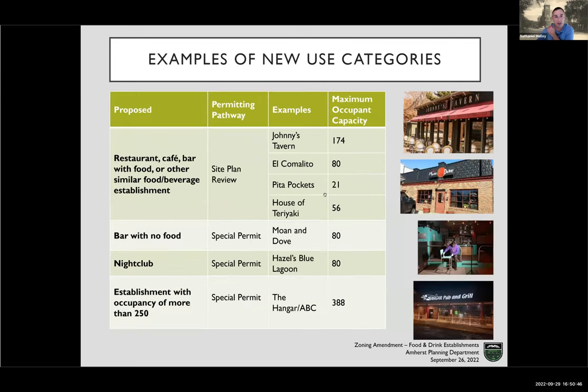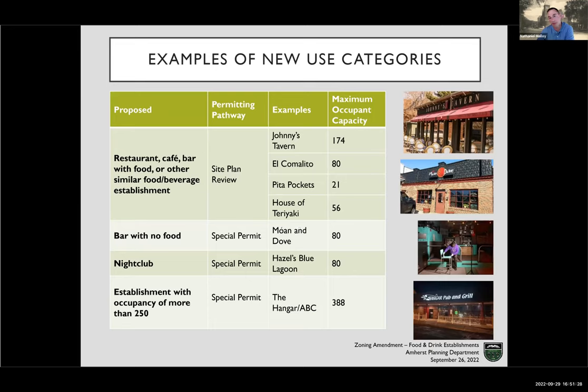So here are some examples of what would fit into these new categories. Johnny's Tavern, El Comalito, Pita Pockets, and House of Teriyaki would be considered a restaurant, cafe, bar with food, or other establishment. So they would be through site plan review. And you can see their occupant loads. Just to give you a sense of size, Pita Pocket is pretty small, it's 21. That's employees and patrons. Typically this number would reflect both indoor and outdoor seating or space, as well as staff. Some of these numbers may not reflect newer outdoor space, but it's just to give a rough estimate.